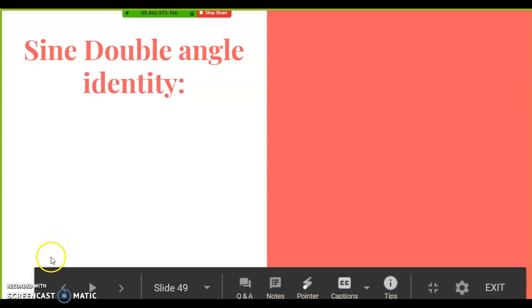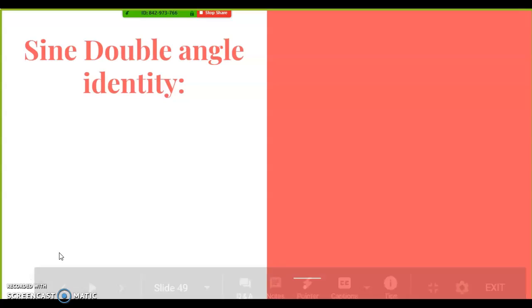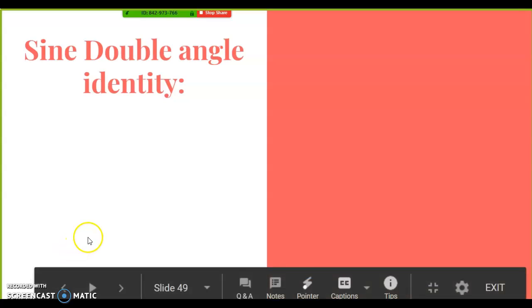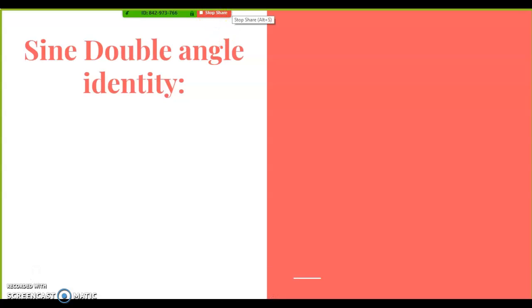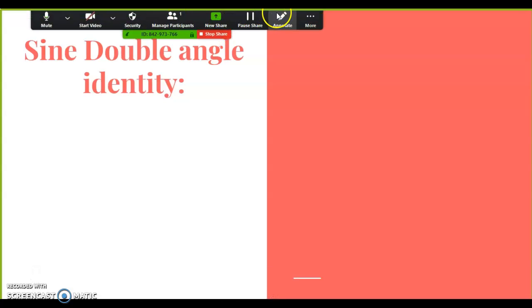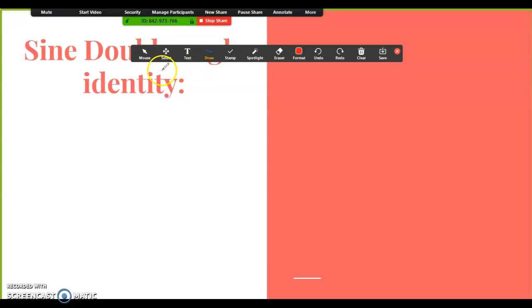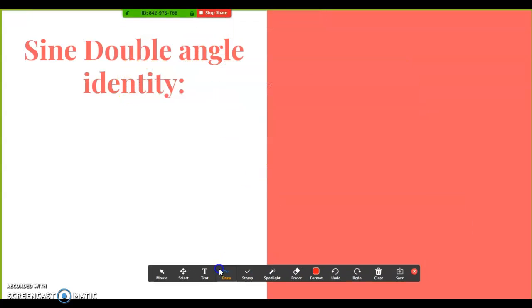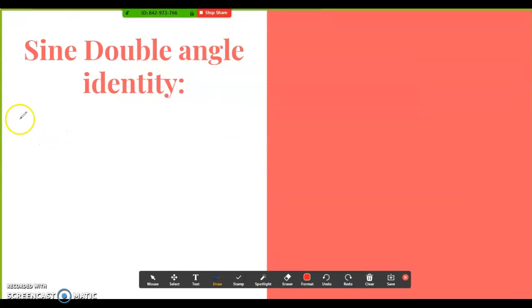Yesterday, we discussed the sum and difference identities. Today, we're going to talk about the double angle identities. And when we discuss the double angle identities, what we're talking about is having the same angle two times. So how we're going to see the double angle identities written is in this form.